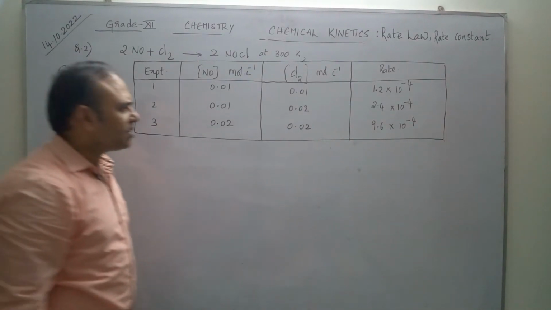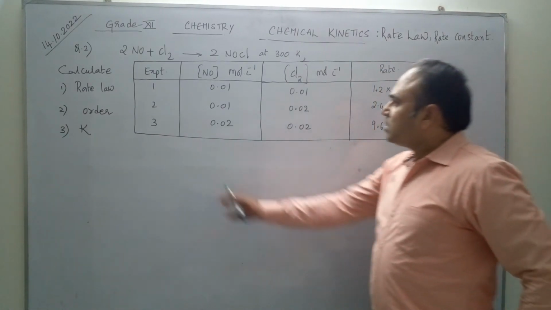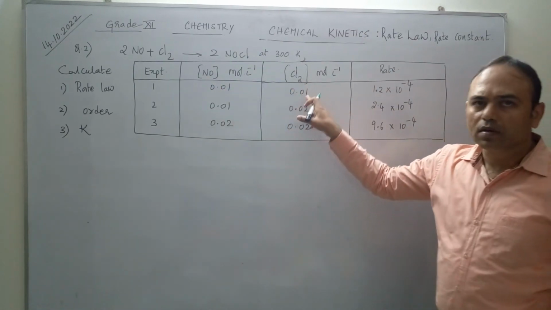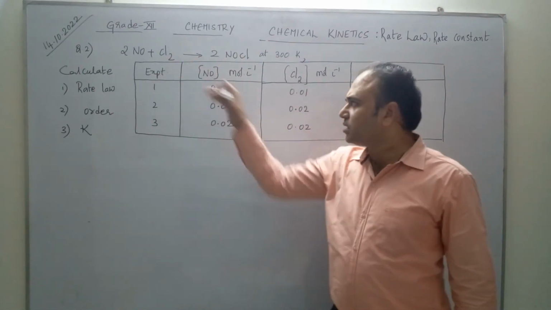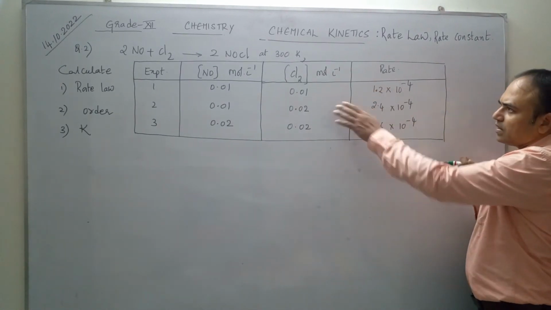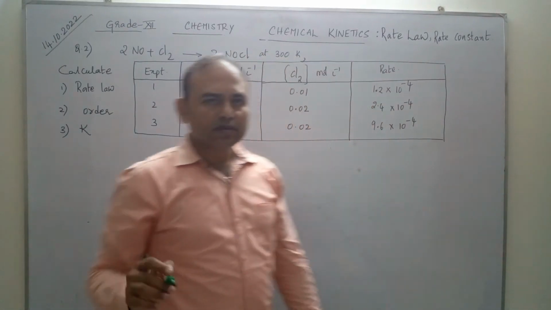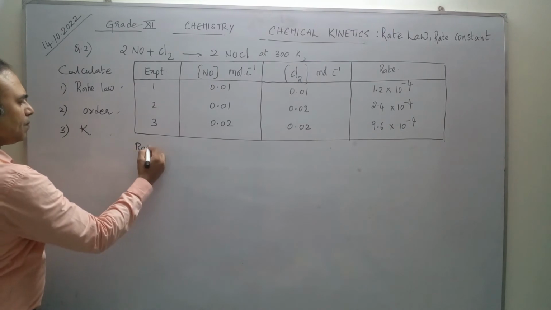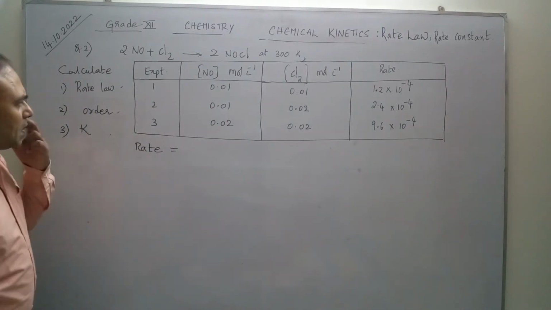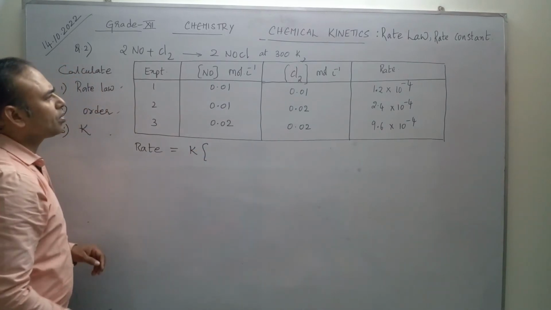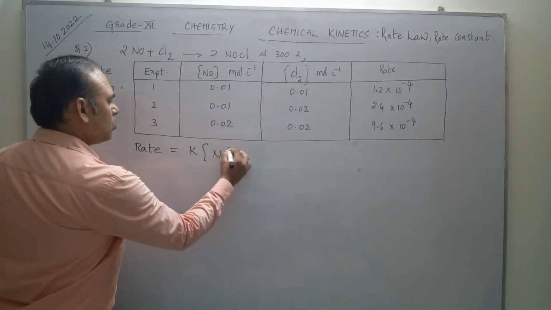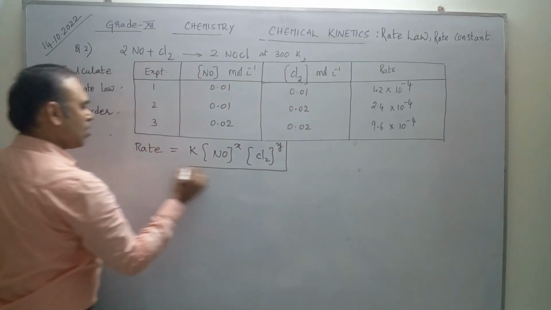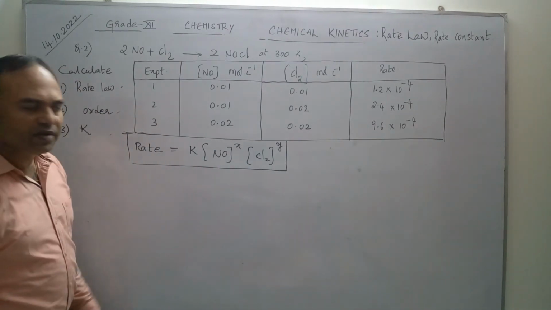Now the last question, let us see another method where they have done 3 experiments with different concentrations of NO and chlorine. So they got NOCl. In this reaction, they have given the rate at that particular concentration, and they are asking us to find out the rate law, order, and k. So first let us write what is the rate here. Rate is equal to rate constant into the concentration of NO to the power of X into the concentration of Cl2 to the power of Y. So this is the general rate law that we have taken.